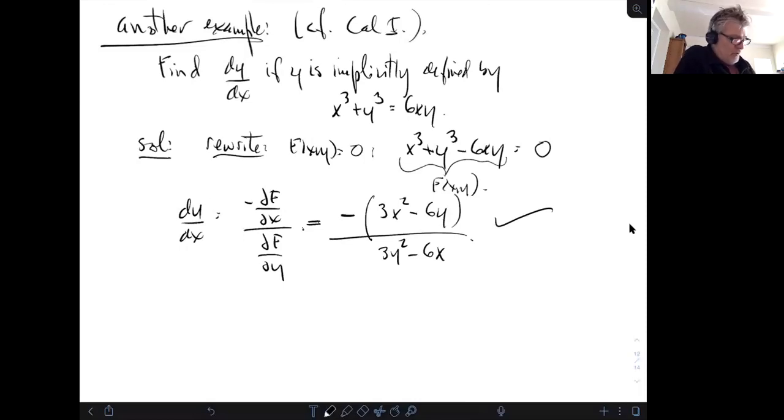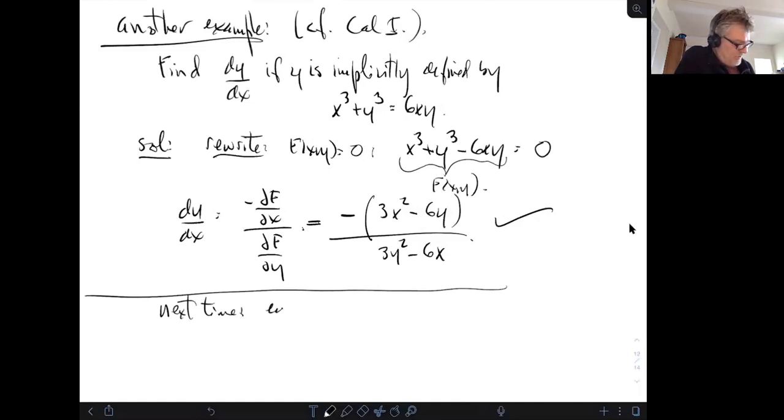Okay, so look up this example in your Cal 1 notes if you haven't burnt them, or look in the book, and you'll see that it takes a little more work to do it with implicit differentiation starting from this. It's not a huge deal, but it's still much, much longer. All right, so next time I'll finish implicit differentiation. We'll do it for 3 variables, not just 2. And this will be the end of 14.5.